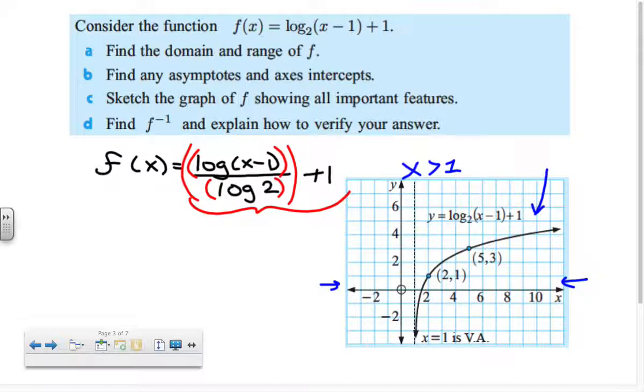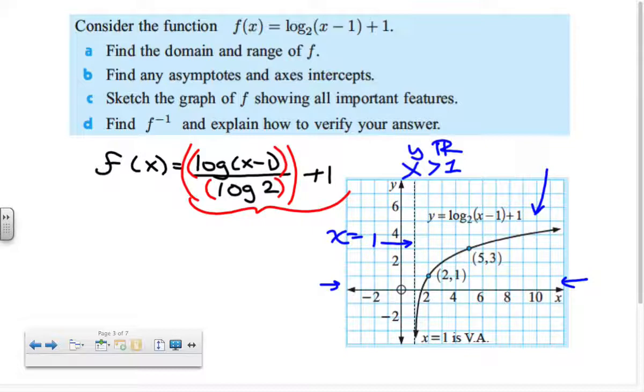And then the range, you notice it's going to go down all the way and keep climbing in the other direction. So the range is y is all real numbers, right? There is a vertical asymptote at x equals 1. So we'll need that. Let's look at what it asks us for: the domain and range, find any asymptotes.